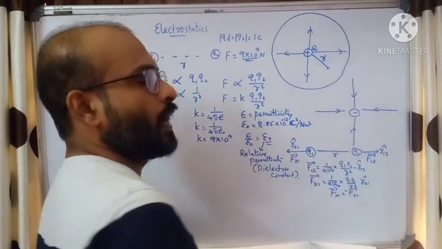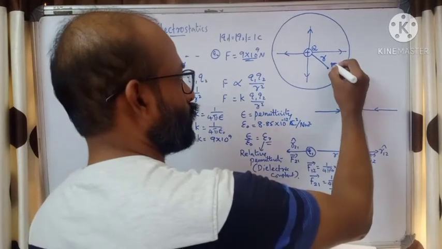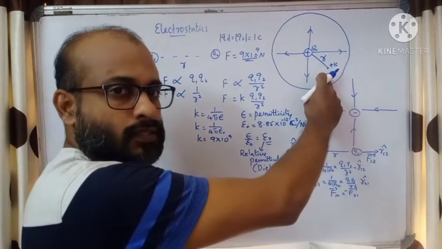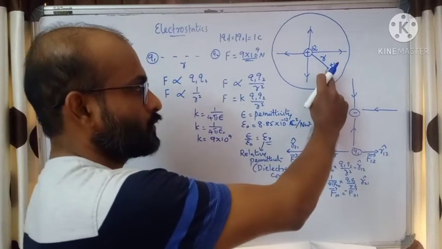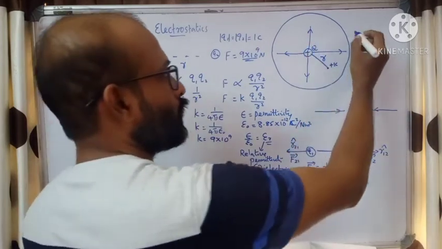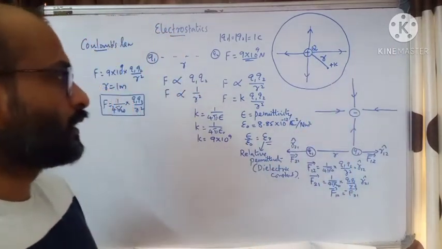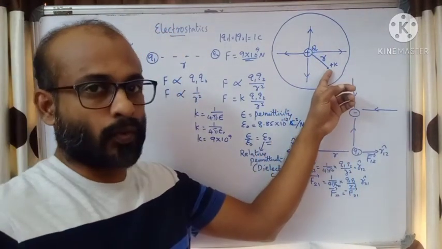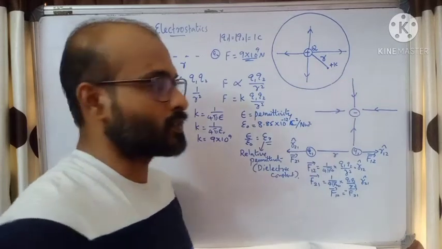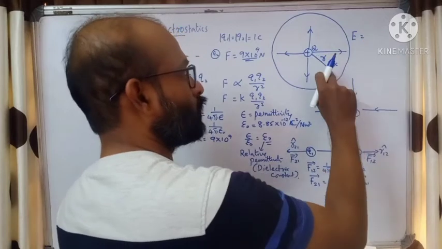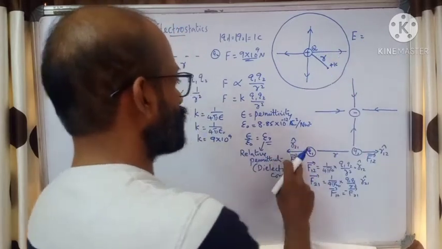What I will do? I need to place a charge, let it be 1 coulomb charge. At this point I place a 1 coulomb charge. Okay, if there is a 1 coulomb charge, it experiences a force. What is the force experienced? The force experienced by a 1 coulomb charge placed at a point in an electric field is called the electric intensity. So I can use a symbol for electric intensity. How will we find the force experienced by the charge? The same equation we can use.